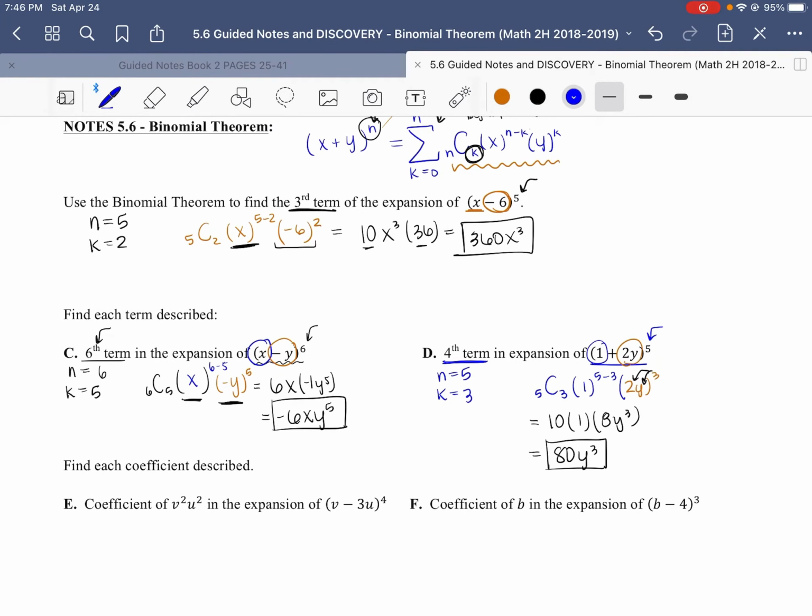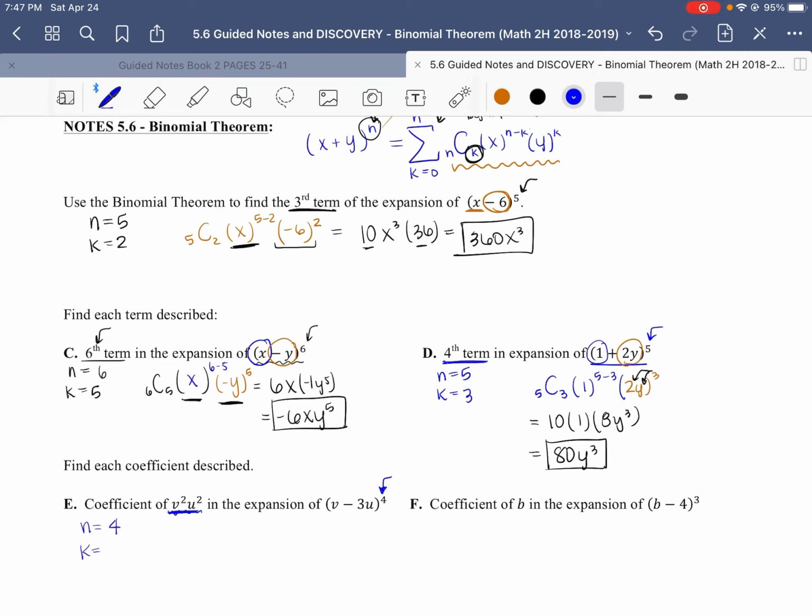Okay, in this next section it says find the coefficient described. So this one, it gives you a piece of the term, the variable part, but it wants you to identify what the coefficient would be. So essentially we just need to find n and k again, and then we'll use the formula and we'll calculate it out and find the coefficient, and hopefully the variable part of that term matches what we have here. So the n value is pretty simple to find. It's still that power that the binomial is raised to, so n is equal to 4.